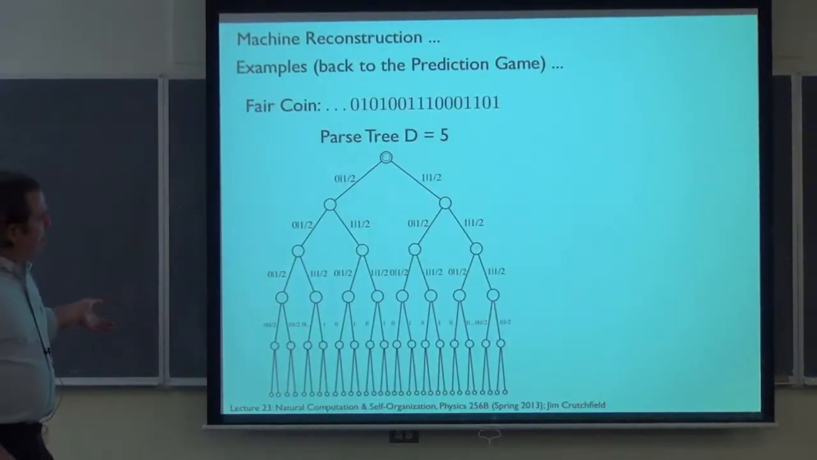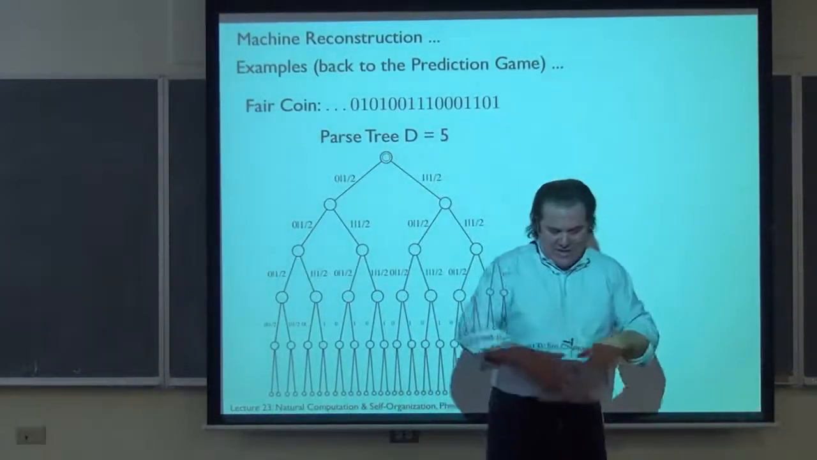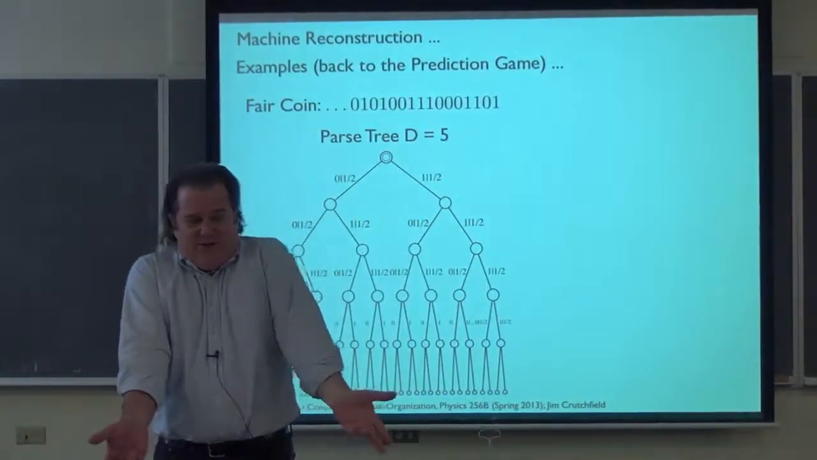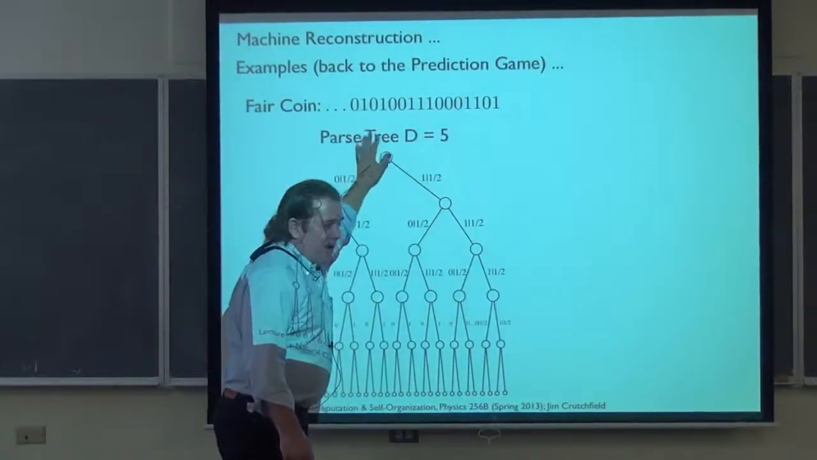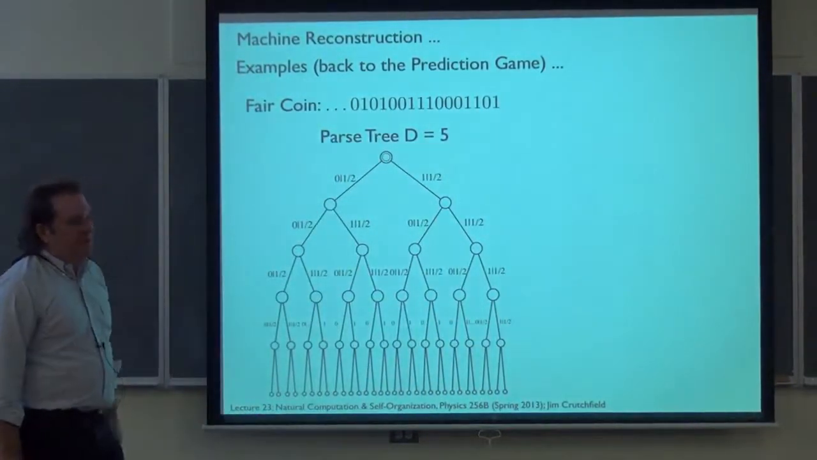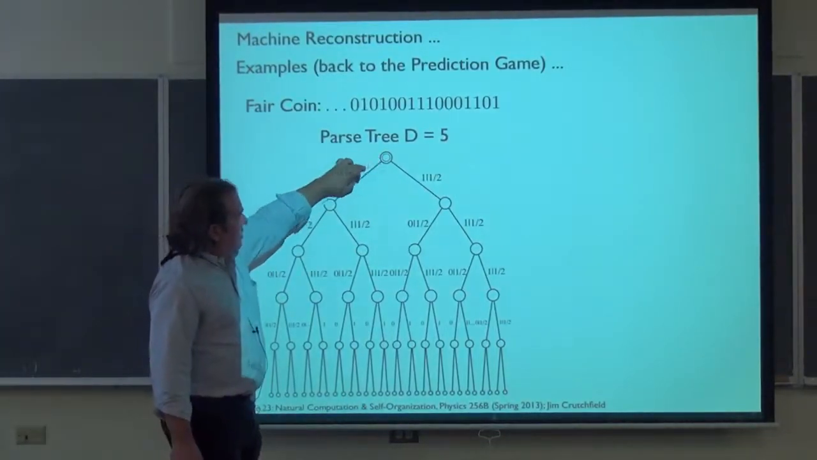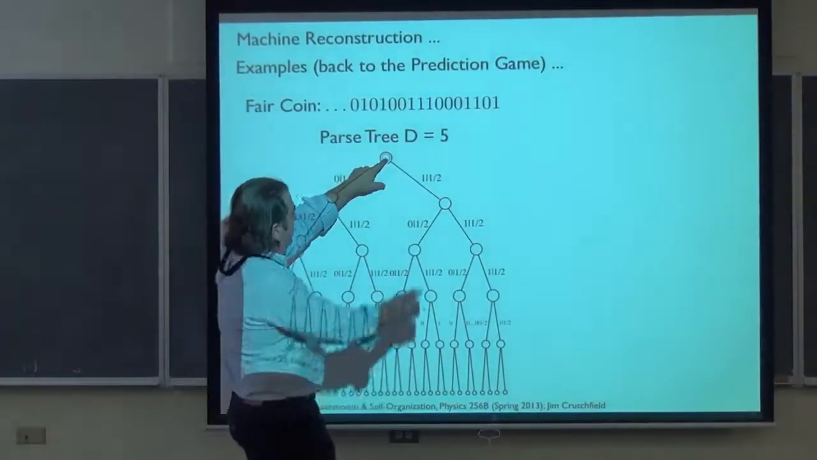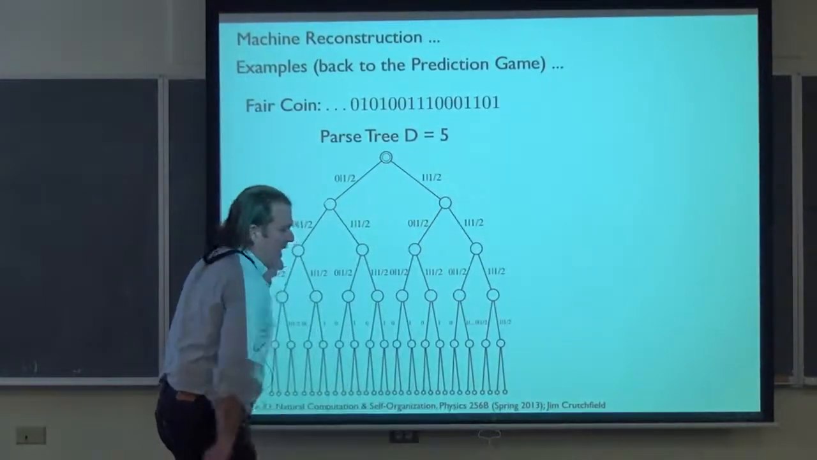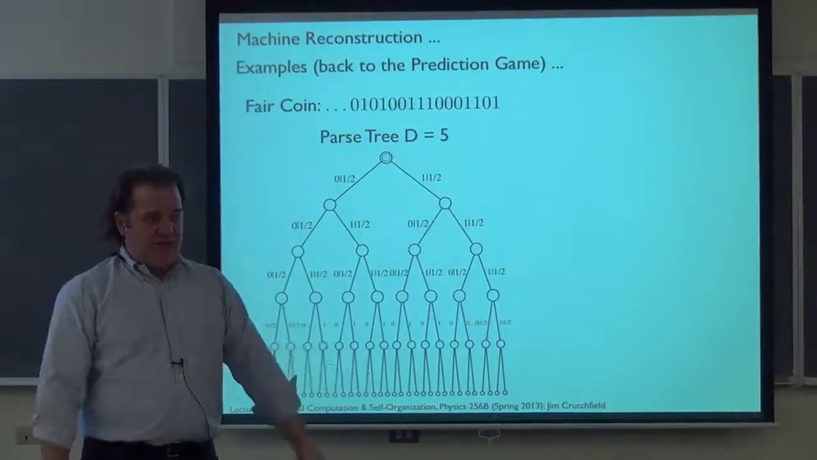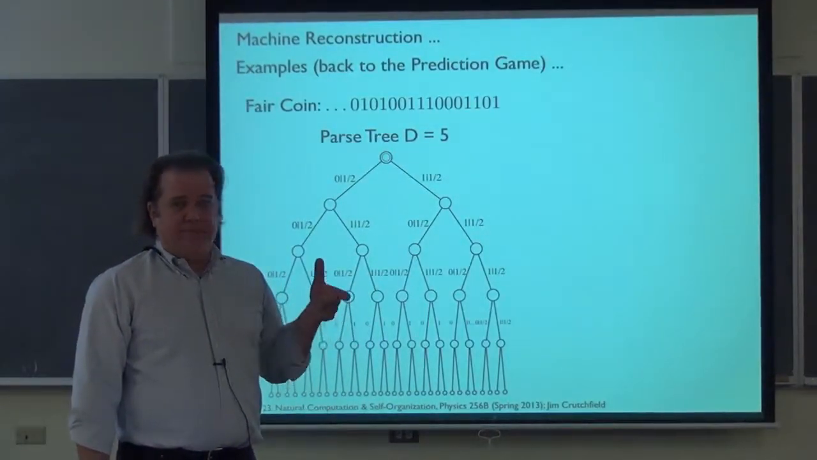Remember the fair coin? That was the previous sample, but imagine I give you a long enough sample, or I just tell you it's a fair coin. It's the uniform distribution over words of any length. I build the parse tree of depth 5, and I'm jumping ahead here just because it should be obvious what the node-to-node transition probability should be. From every tree node, I get 50-50 0-1 generation. Okay, so I do that, and then the question is, how many probabilistically distinct morphs of depth 2 are there?